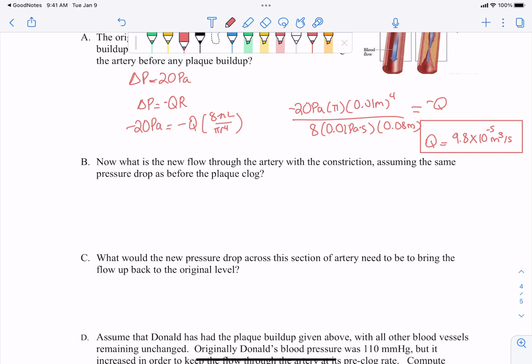Part B is asking, so now what is the new flow through the artery with the constriction, assuming the same pressure drop as before the plaque clog? So you have the same pressure drop, right? But now we have some constriction, so the radius is different. And then we're trying to see how that'll affect the flow. What did they say? The radius is reduced to 25% of its original value. So you can just take 0.25 times the radius. So 0.25 times, what was it, 0.01?